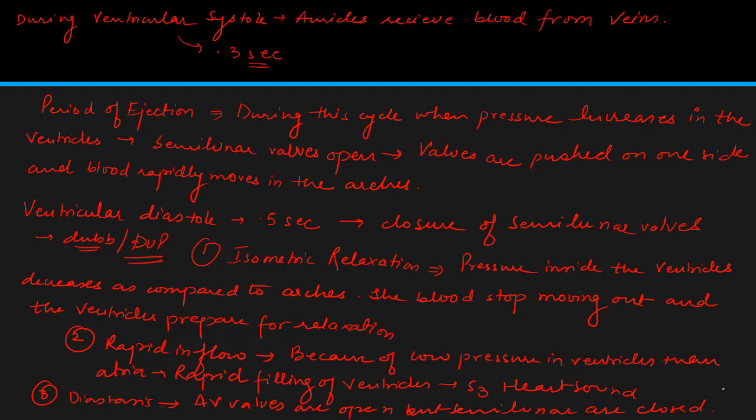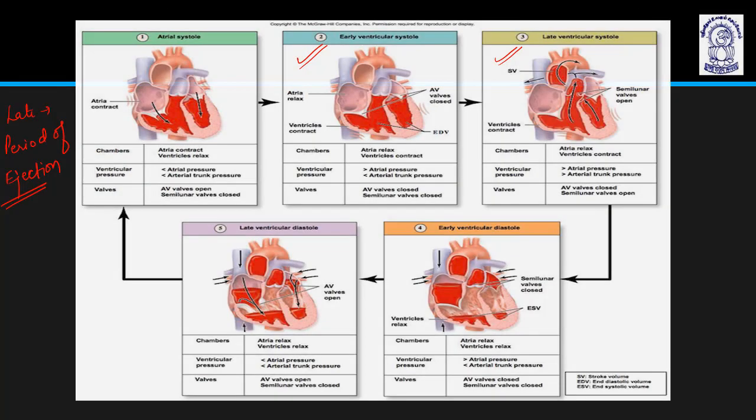Atrial diastole: atria start relaxing now due to the presence of almost zero pressure in the atria. During diastole, the auricles start receiving further blood from the veins. So this is the atrial systole, related to S4 heart sound. And then the atrial diastole, early ventricular systole, late ventricular systole. Everything is already explained. So please see this picture.